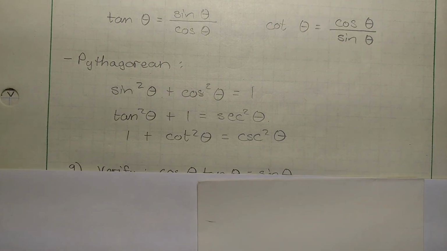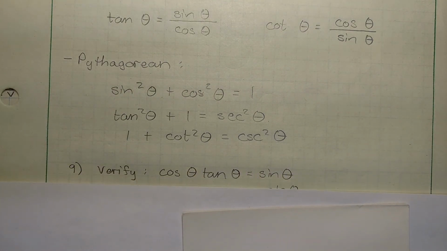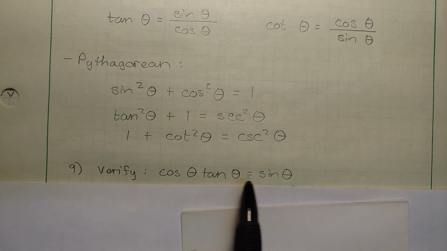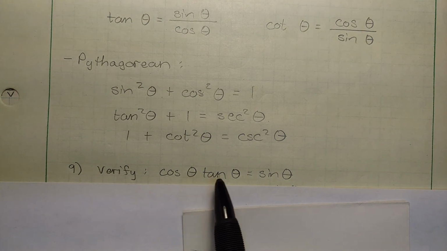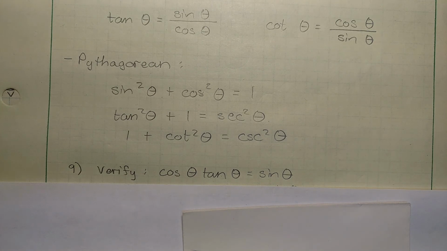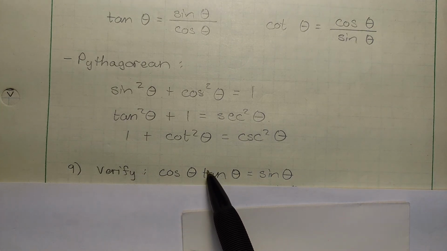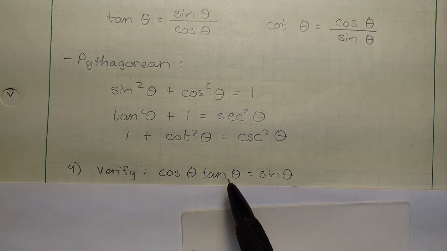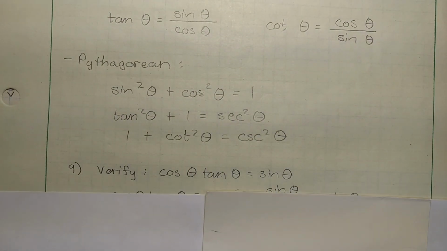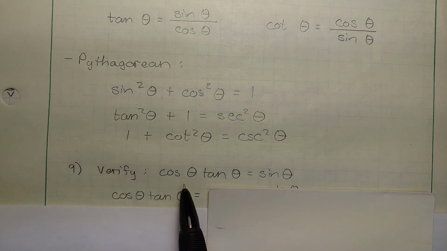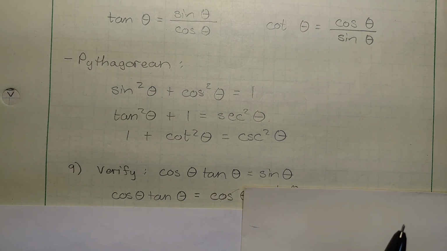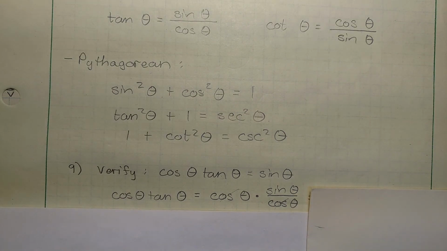All right, now what you're going to be asked to do is pretty straightforward. This is number 9, and it says verify this relationship. So what I need to do is show that if I multiply the cosine of theta times the tangent of theta, it equals sine of theta. So I have to re-express this as sine over cosine. I write cosine of theta times, instead of tangent of theta, sine theta over cosine theta. Notice now the cosine of thetas cancel, and I'm left with just sine of theta. That's all you have to do.